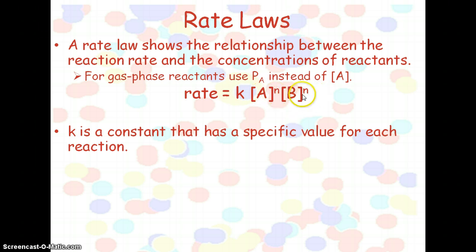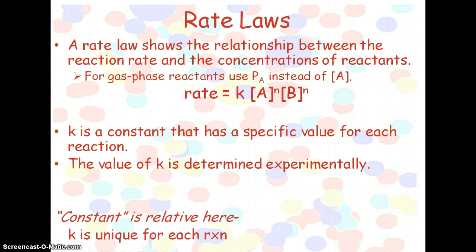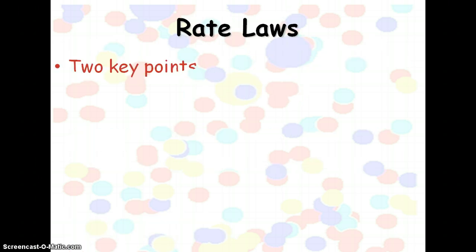n is going to be either 0, 1, or 2, and it represents the order of the rate. And we'll find out more about that in a minute. k is a constant that is specific for each reaction. It also is temperature specific as well. To determine k, you have to do it experimentally, so any k values we use will have been determined experimentally at some point. And like we've already stated, it is unique for the reaction and it changes with T.